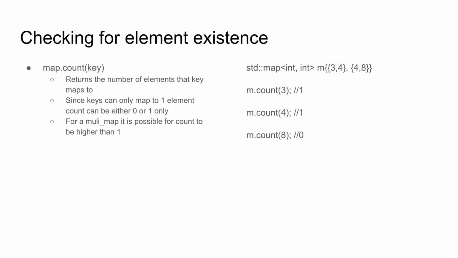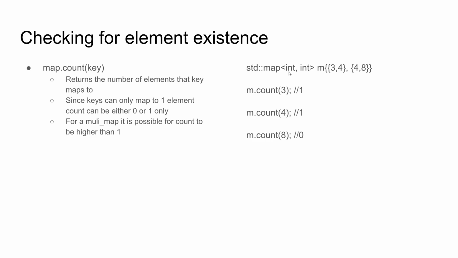So if you want to check to see if an element exists inside of the map, you can use .count. Since the keys have to be unique, the count can either be 0 or 1. So if it's not in there, the count will be 0. If it is in there, the count will be greater than 0, which means it has to be exactly equal to 1. If you had a multimap, though, it's possible for the count to be larger than 1 because the same key can now map to multiple values.